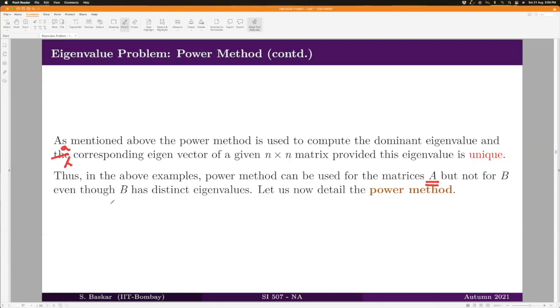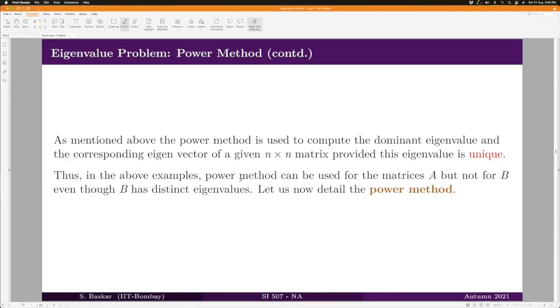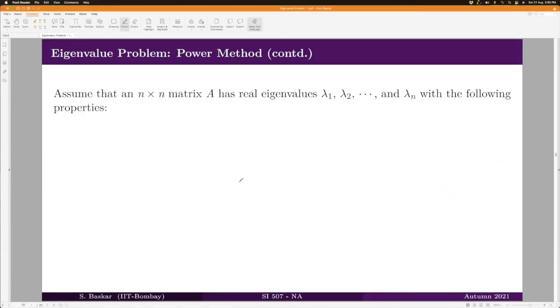Let us now derive the power method and prove its convergence result. Let us now derive the power method. First, let us collect all the properties that are needed to derive the power method.